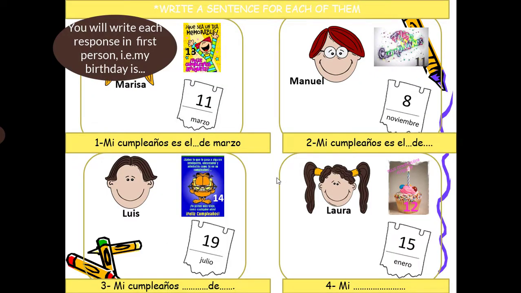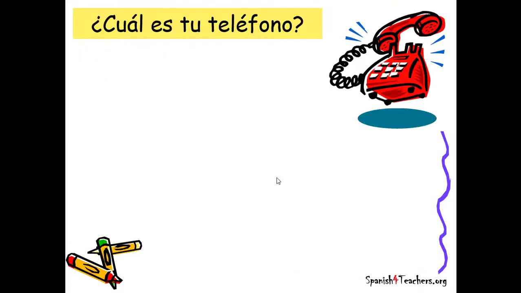Okay, let's have you write out each of these sentences. So Marissa's birthday is the 11th of March. So you would write, mi cumpleaños es el 11 de marzo. And let's have you do it for Manuel, Luis, and Laura. You might need to pause until you have them all done. Okay, we're going to assume at this point you had those finished. If not, go back, review that, and write the answers.